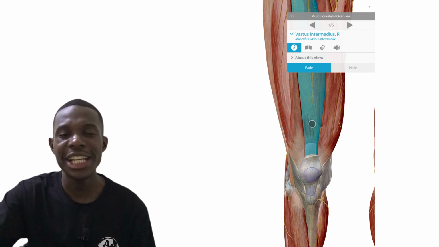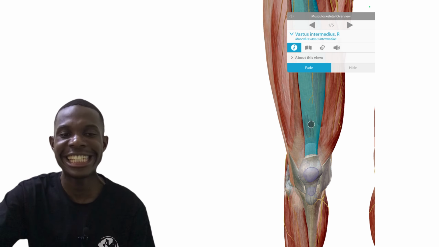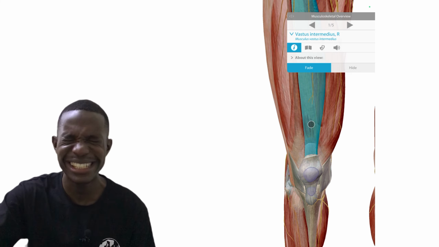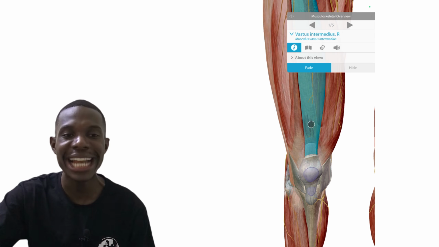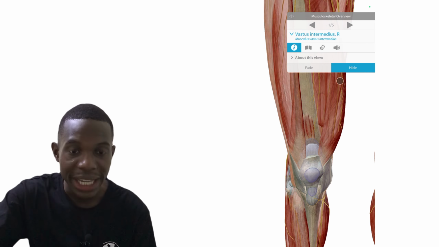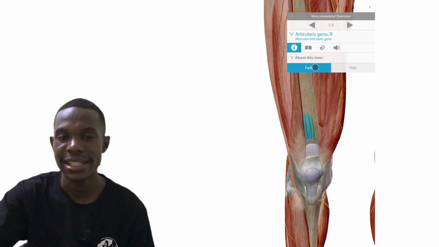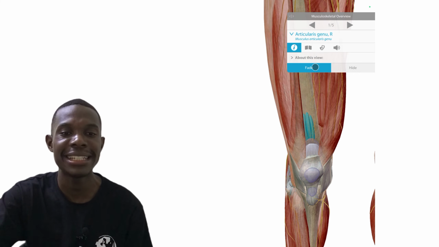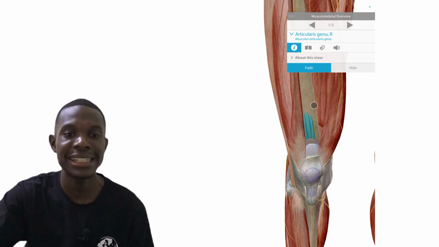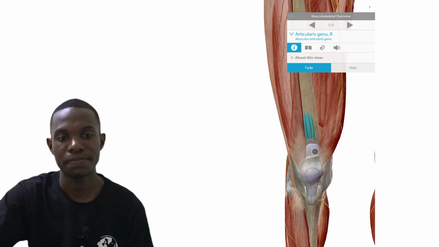And it's also important that the vastus intermedius has detached fibers that are called articularis genus. Let me see if we can find them here. These ones, that's the articularis genus. These are detached fibers of the vastus intermedius that will attach to the suprapatellar bursa of the knee.